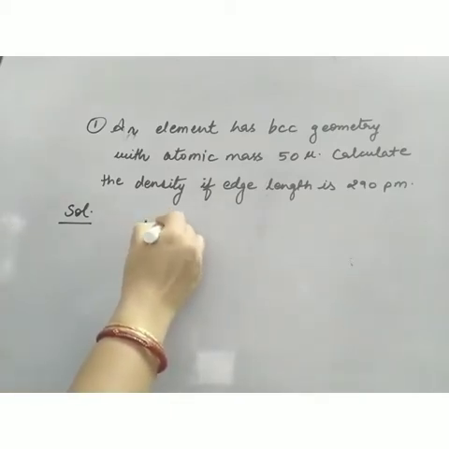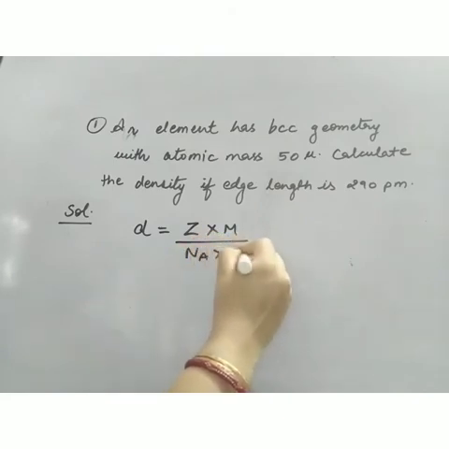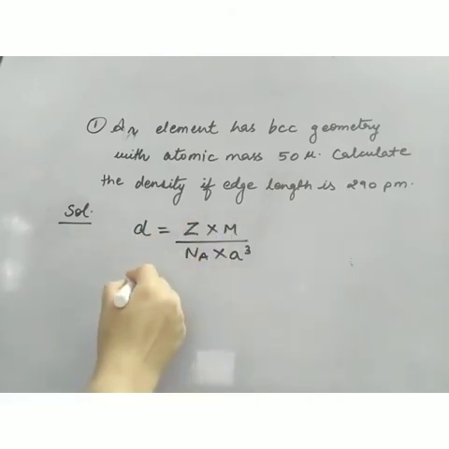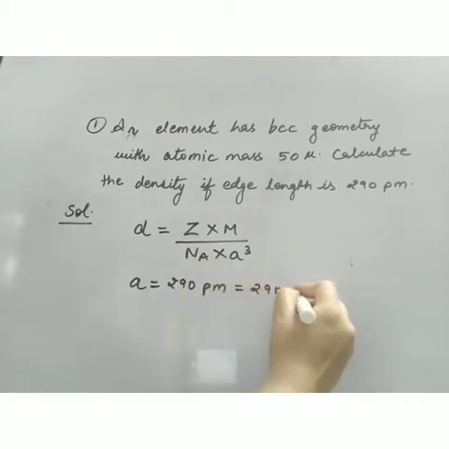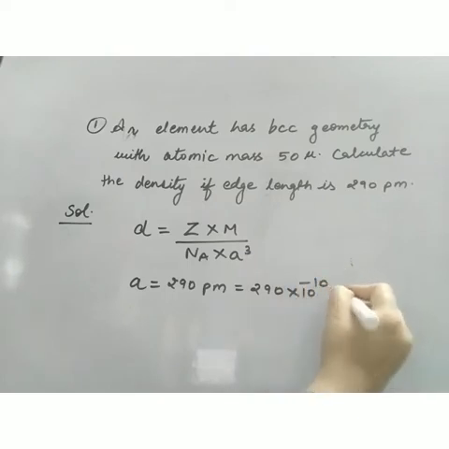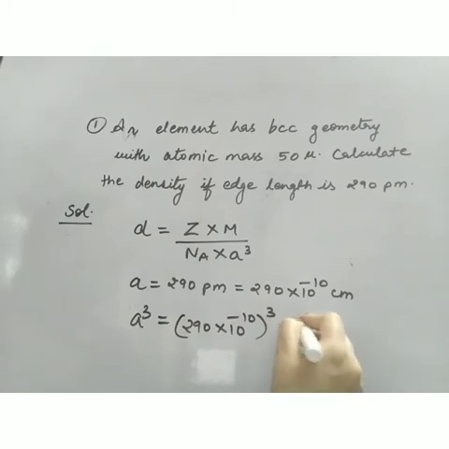So the formula of density is Z into M upon Na into a cube. The edge length is 290 picometer and we'll convert this to centimeter. So it is 290 into 10 to the power minus 10 centimeter. Now a cube we can calculate. So a cube is 290 into 10 to the power minus 10 whole cube, centimeter cube.